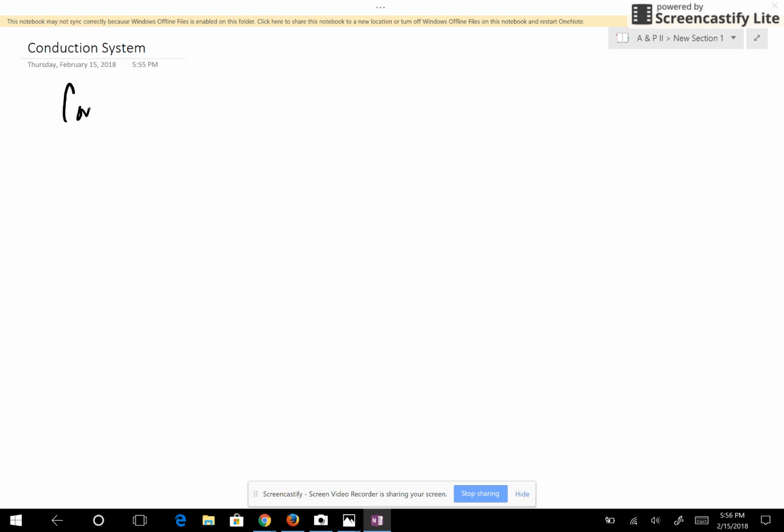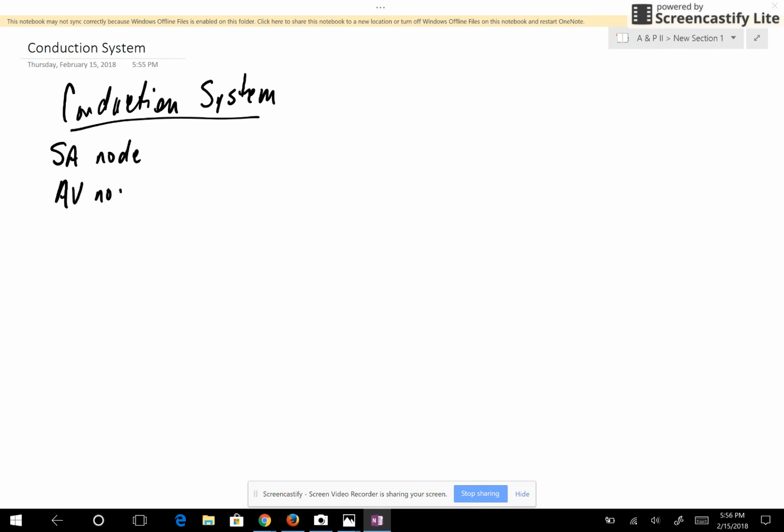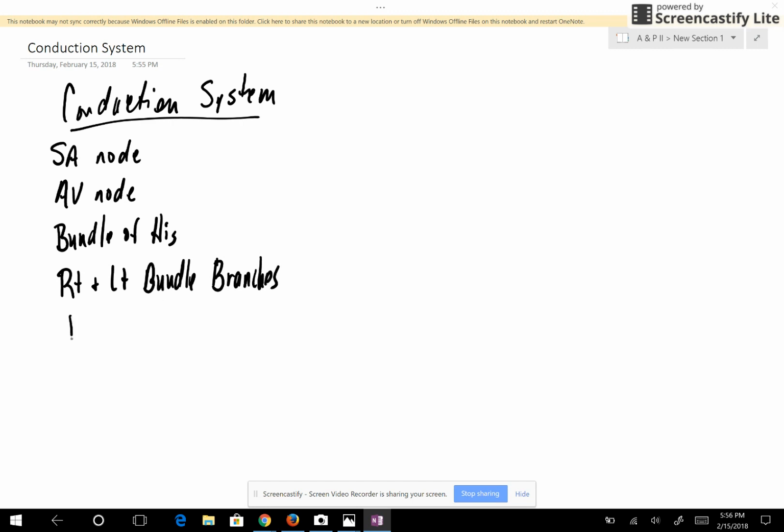The conduction system of the heart is going to be the electrical system of the heart. It basically tells the heart to contract. Okay, the parts of the conduction system are the SA node, the AV node, the bundle of His, the right and left bundle branches, and the Purkinje fibers.